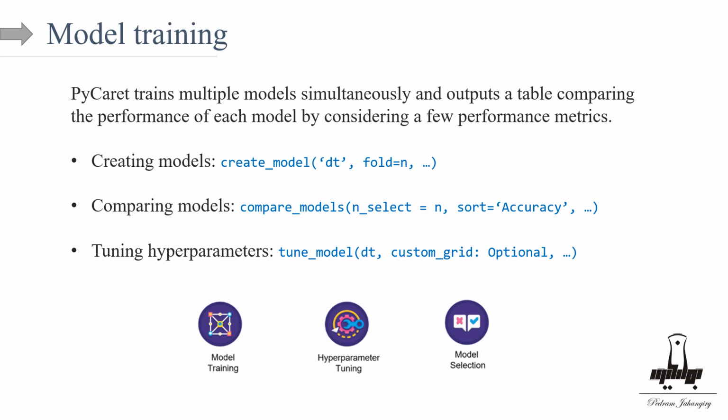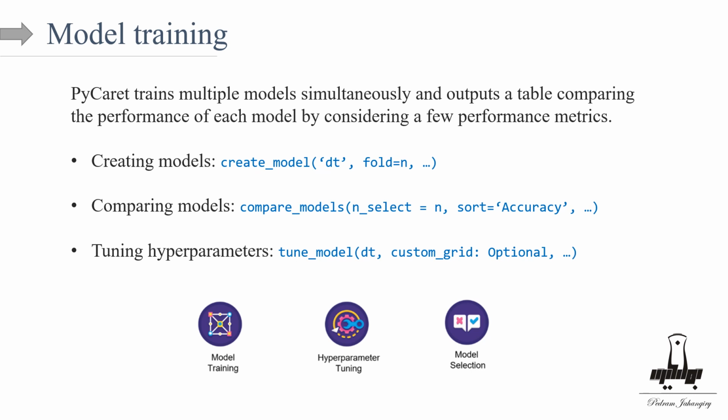Okay, now after setting up the experiment, basically pre-processing the data, it's time to train the model. Well, PyCaret trains multiple models simultaneously and outputs a table comparing the performance of all those models by considering quite a few performance metrics actually. So as of now, for regression, there are 25 machine learning models built in, and I think 18 classification models and quite a few models for clustering and anomaly detection.